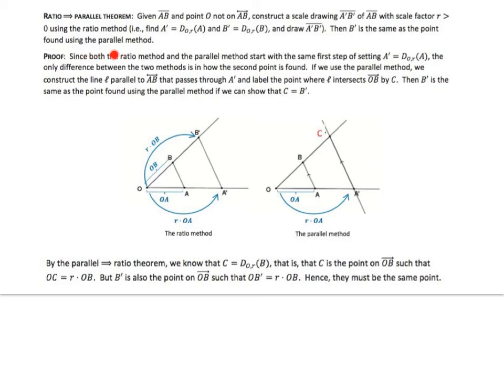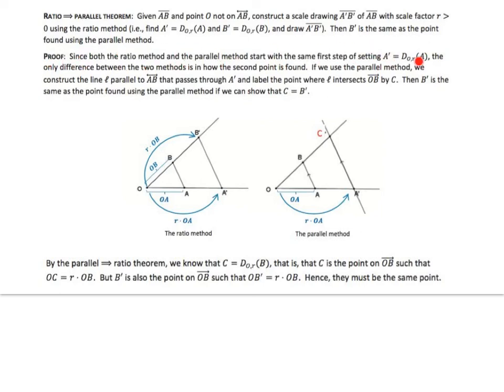Proof. Since both the ratio method and the parallel method start with the same first step, setting A prime equal to the dilation about point O with scale factor R of A, the only difference between the two methods is how the second point is found. If we use the parallel method, we construct the line L parallel to line AB that passes through A prime and label the point where L intersects OB by C. Then B prime is the same point found by the parallel method if we can show that C equals B prime.